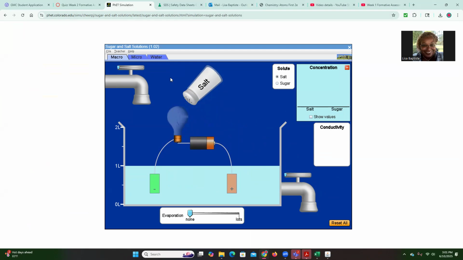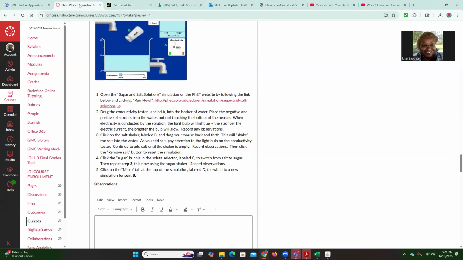So we have it here. So we have salt and you have sugar. So those are your two solutions that you're working with. Okay. And so it says that we want to click the salt shaker labeled B and drag your mouse back and forth. This will shake the salt into the water.